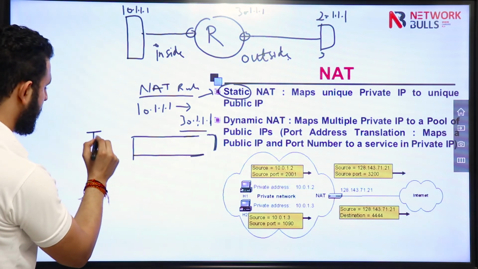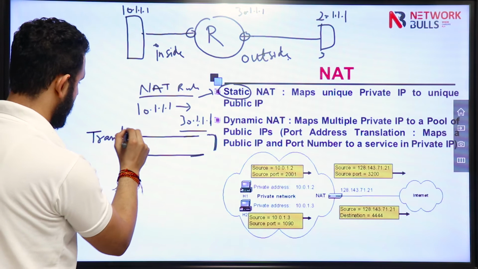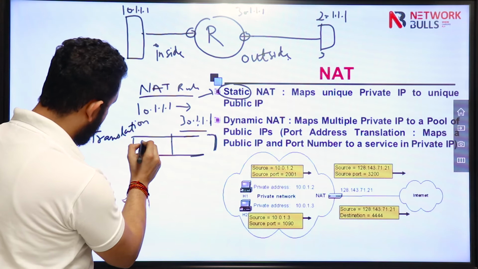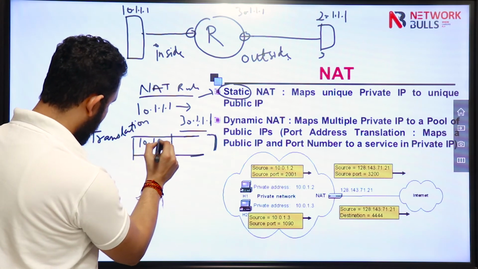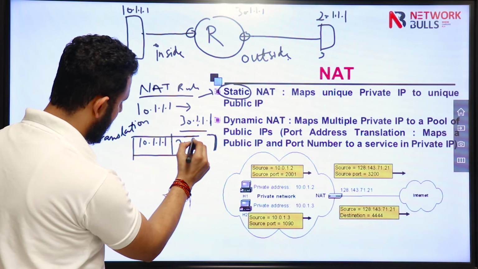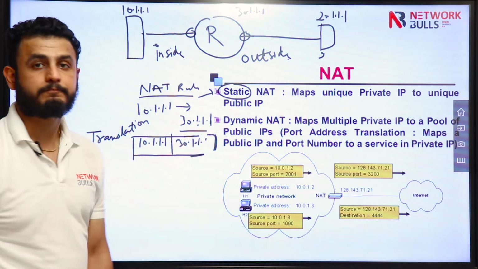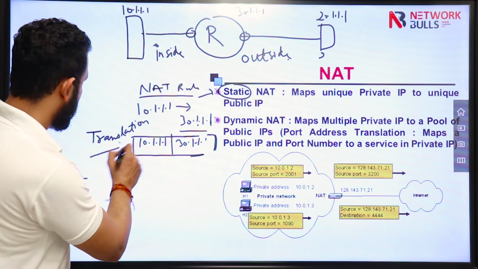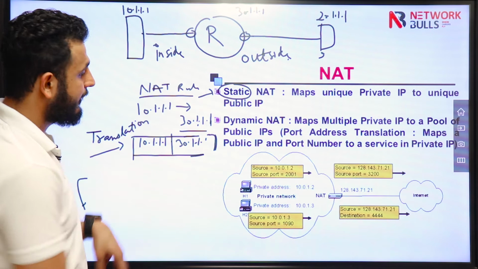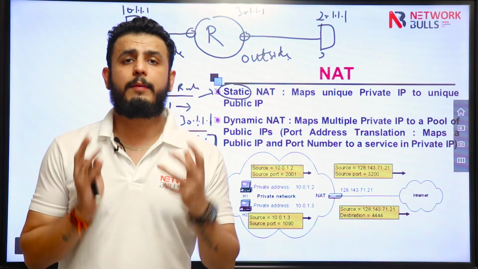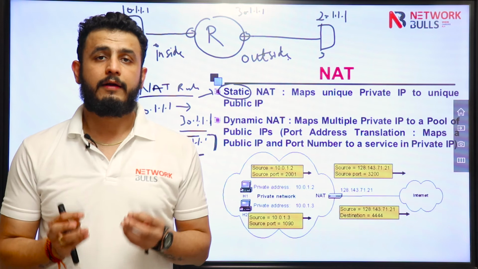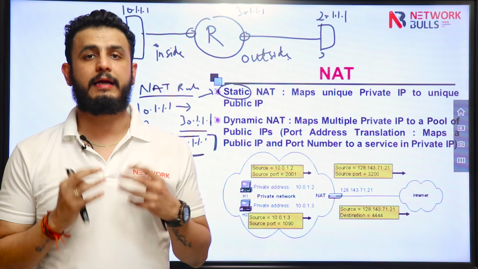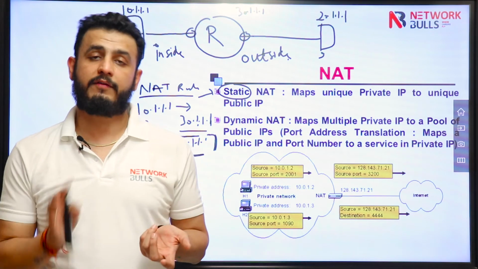This is your translation table. So in the translation table the entry will be 10.1.1.1 will be translated to 30.1.1.1. So we have the entry in the translation table. Now you can ask me why we are creating this entry. So if you remember the logic of NAT, whenever traffic goes from the inside to the outside network, an entry will be created and replies are translated on the basis of the same entry.